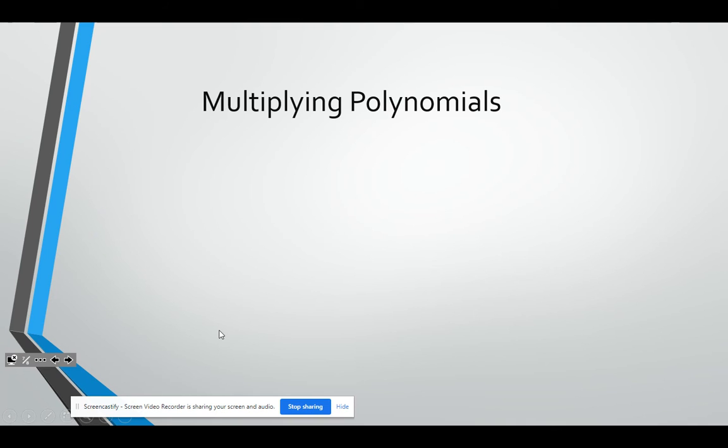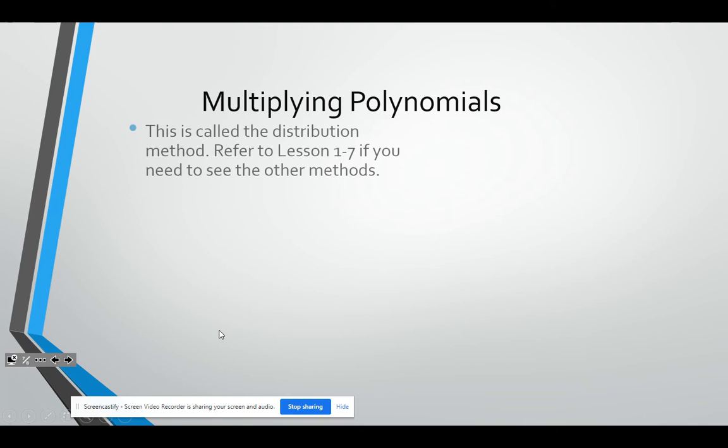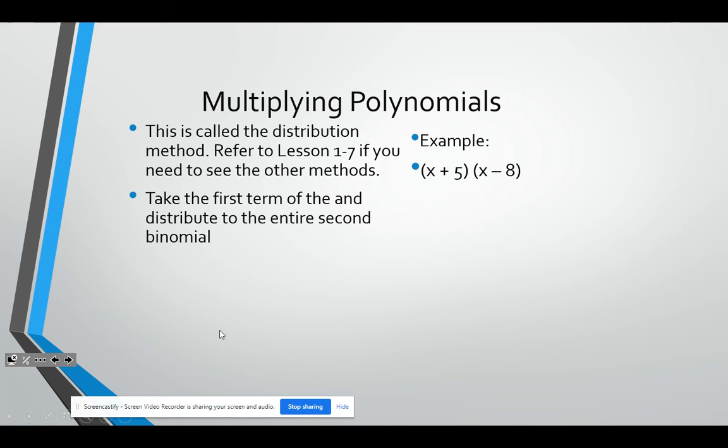When you're multiplying two polynomials, I typically use the distribution method. If you want to see the other methods that you can use, you need to refer to lesson 1-7. The distribution method refers to taking the first term of the first polynomial and distributing it to the entire second polynomial.